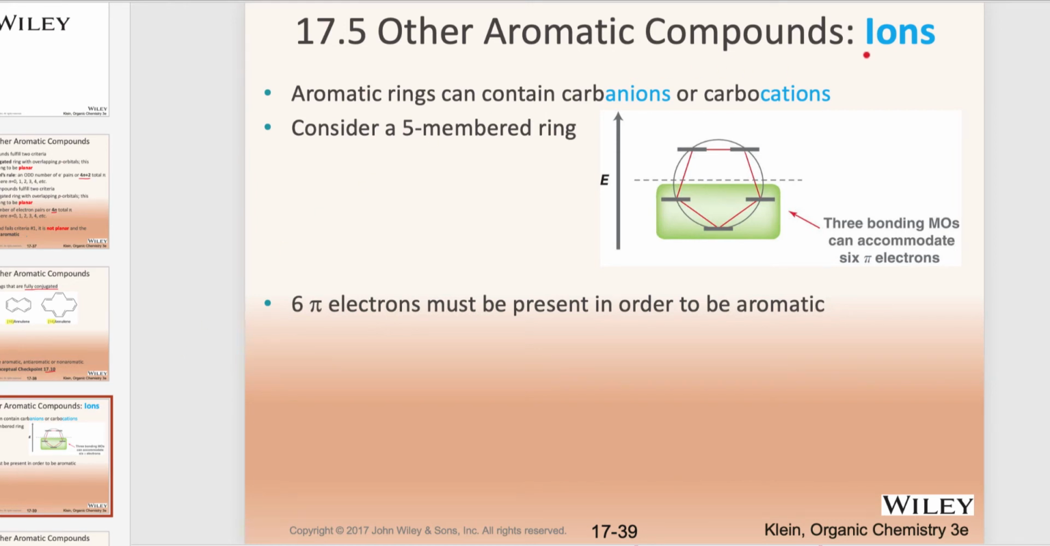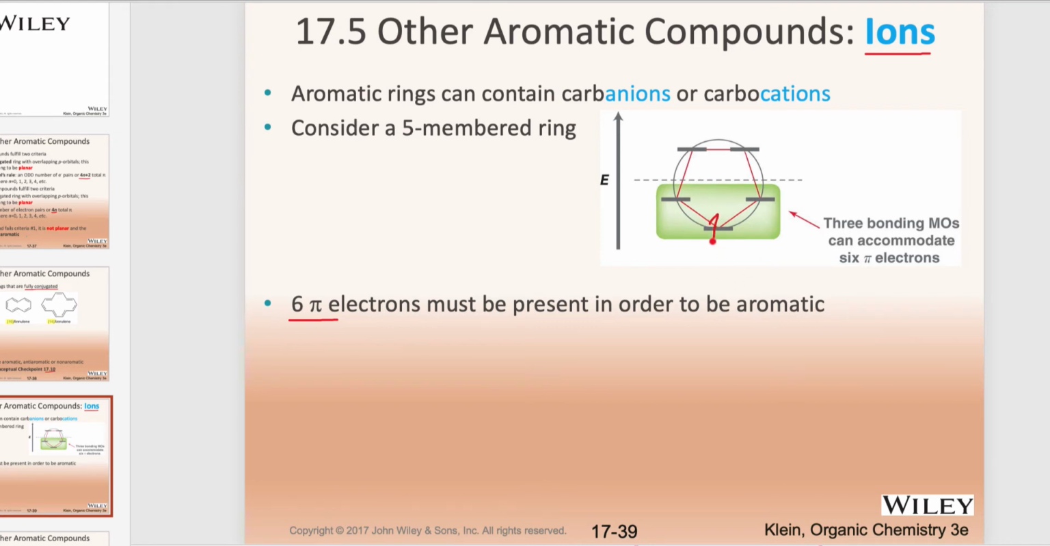There are also ions that can be aromatic. Aromatic rings can contain a carbanion or a carbocation. So something that's negatively charged or something that has a positive charge and still adheres to the Hückel rule. 4n plus 2 electrons, cyclic component, the ring needs to be planar for the p orbitals to overlap. We can have odd numbered rings as well. And this can be aromatic as long as there are 6 electrons in this case. So a 5-membered ring can contain 6 electrons.